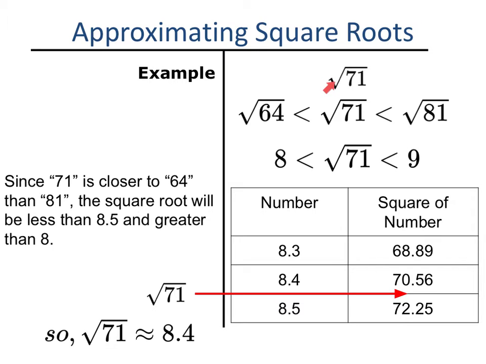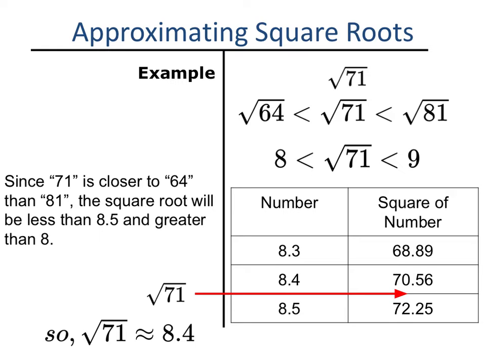So the first thing I do is identify which two perfect squares 71 falls between. It falls between 64, which is a perfect square, and 81, which is a perfect square. The square root of 64 is 8, and the square root of 81 is 9. So the square root of 71 is going to be somewhere between 8 and 9. I'm going to estimate. Now, approximately where would it be?